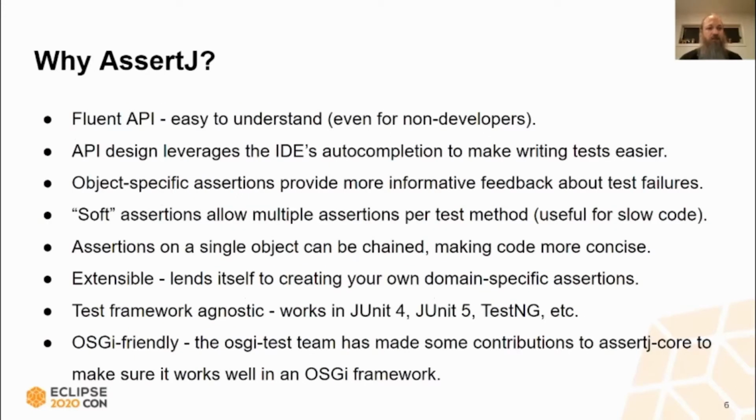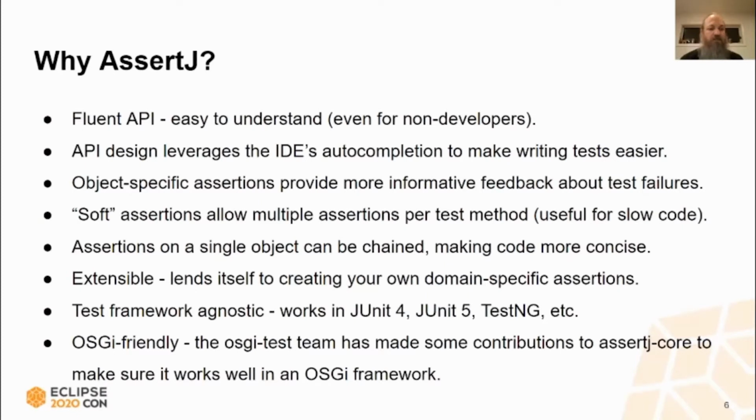Why AssertJ? Well, there's lots of reasons, and we'll see some of those in the examples to follow. The first is that it's a fluid API. It's easy to read and understand even for non-developers. The API design leverages the IDE's auto-completion ability to make writing tests easier. Object-specific assertions provide more informative feedback about test failures. So because you know more about the object you're asserting on, you're able to provide more information about the failure if one occurs.